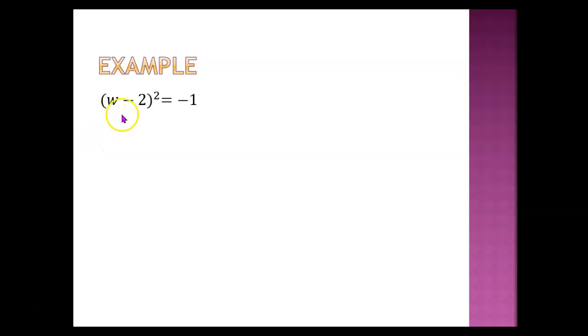How about this? w minus 2 squared equals negative 1. So that's the same pattern we've been seeing all along, something squared equal to some number. So the something equals plus or minus the square root of the number. w minus 2 equals plus or minus the square root of negative 1. And what is the square root of negative 1?